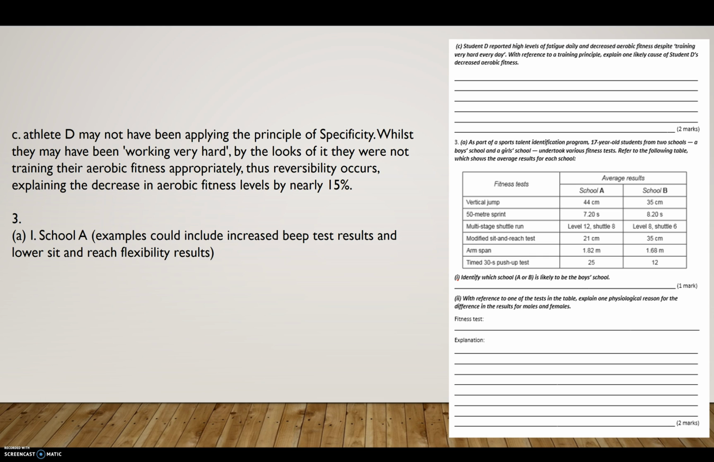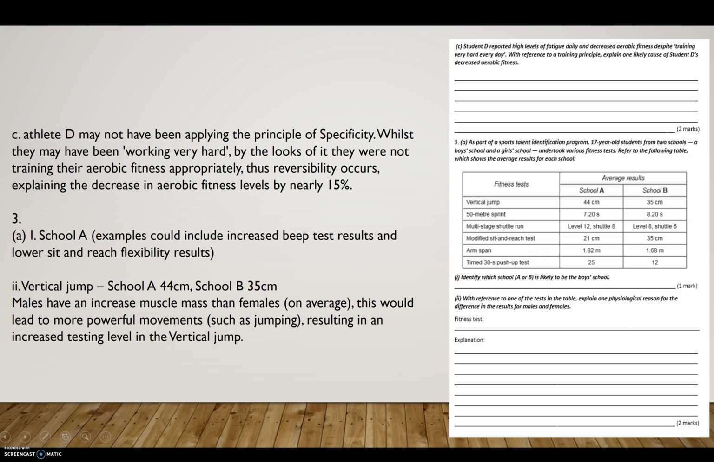So with reference to one of the tests in the table, so straight away you've got a reference to a test in the table. Explain one physiological reason for the difference in the results for males and females. So I've picked an easy one, talking about males having more power. So vertical jump, school A 44, school B 35 centimetres. So straight away I've pulled information off the graph. A lot of people didn't do that. You need to do that, and we need to practice doing that a lot.